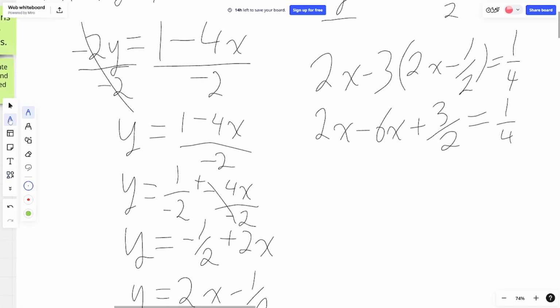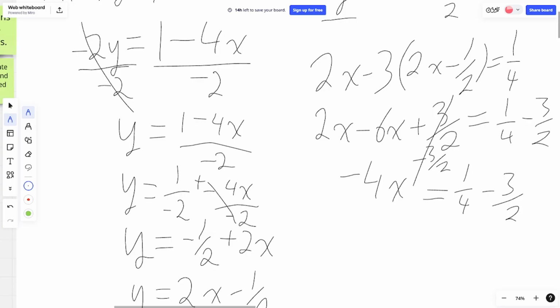Now we can simply collect like terms, as we have 2x and minus 6x. That will simply give us minus 4x. And we can move the plus 3 over 2 to our right hand side by subtracting our left hand side by negative 3 over 2. So these will simply subtract out, and we will have to do the same operation on our right hand side. So it will be negative 4x is equal to 1 over 4 minus 3 over 2.